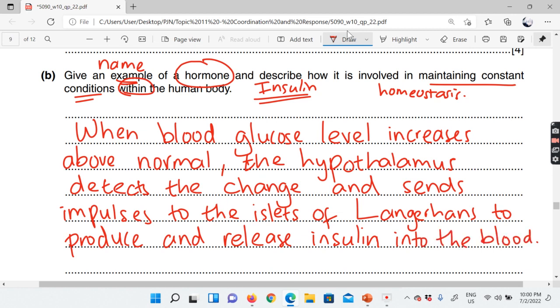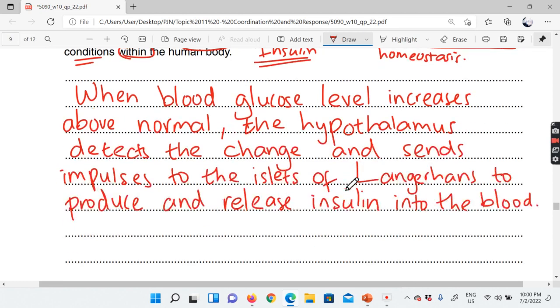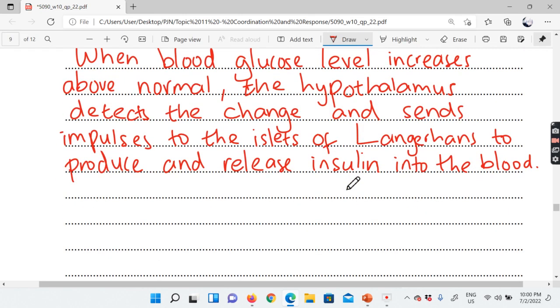Okay, so here I talked about the fact that the hypothalamus will detect that change, because during homeostasis, we do mention the change being detected as well. And I mentioned a little bit on sending nerve impulses to the islets of Langerhans. That means that they send a message to the islets of Langerhans to produce and release insulin into the blood. Now we have to talk about the target organ.